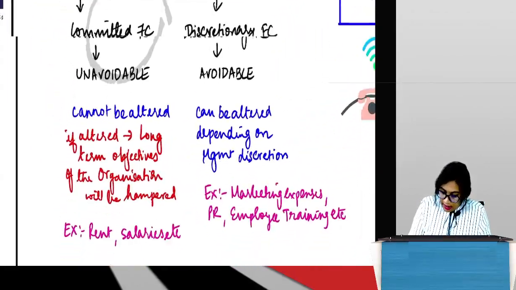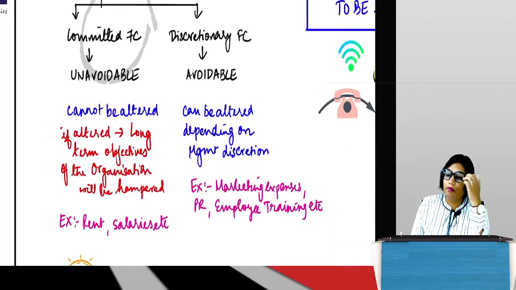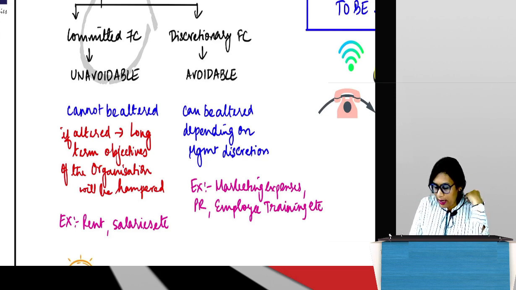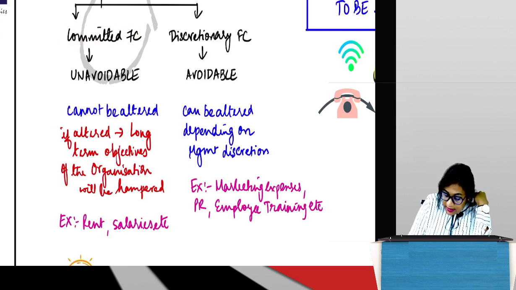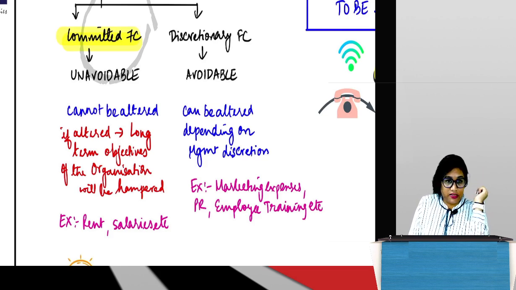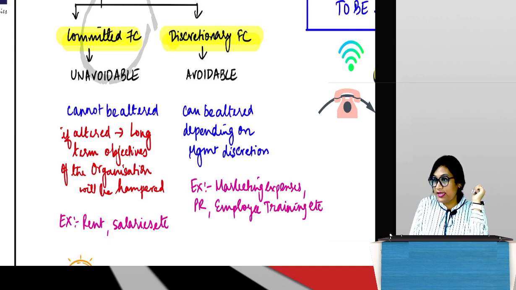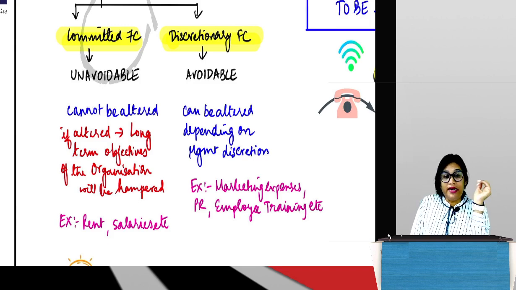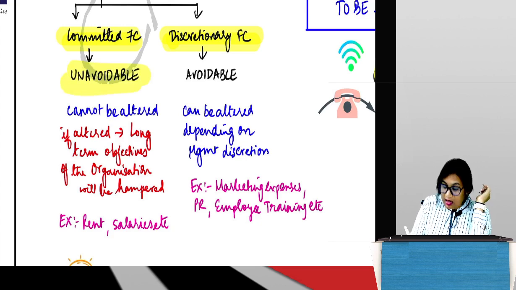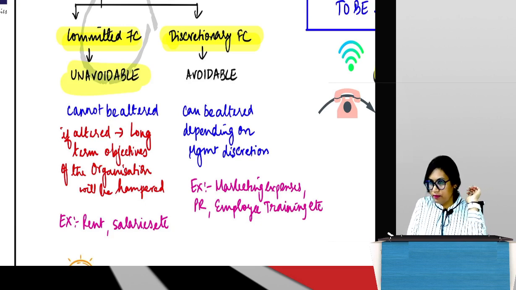Now guys, one small thing here which I wanted to make you all understand. Fixed costs are of two types. We have committed fixed costs and discretionary fixed costs. We'll see what this means and we'll also see some examples. Committed fixed costs are those fixed costs which are unavoidable in nature. So they are also known as unavoidable fixed costs. First we'll see committed fixed costs.